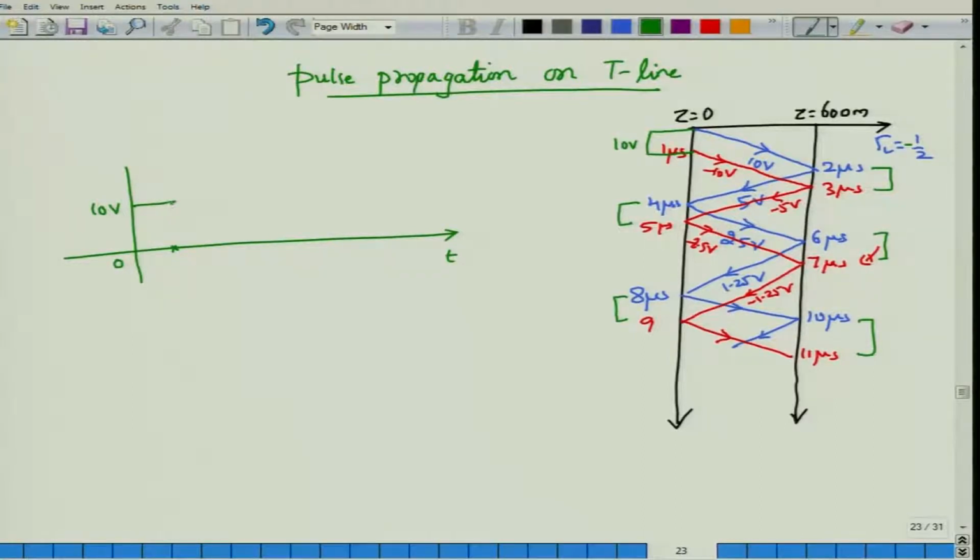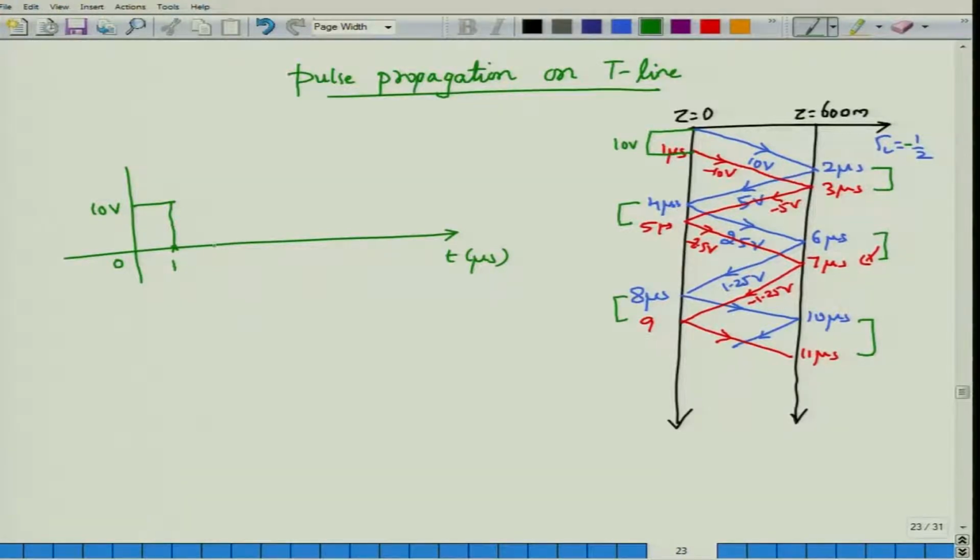I need to propagate minus 10, and 10 and minus 10 would make the total voltage go to 0, and therefore you will actually have a pulse of duration 1 microsecond. So if I mark the time axis in terms of microsecond, there will be a 1 microsecond pulse of height 10 volt that would have propagated. This is what has propagated, because the change to the blue line is happening at 4 microsecond. So by 4 microsecond, the sending end side pulse is completely extinguished.